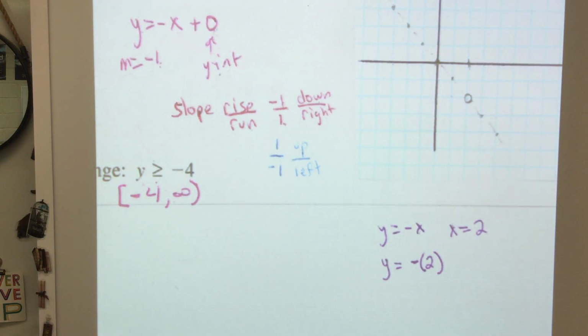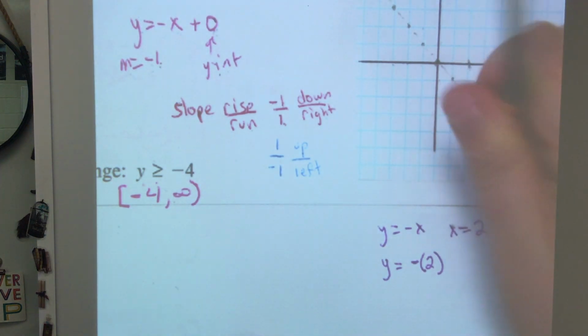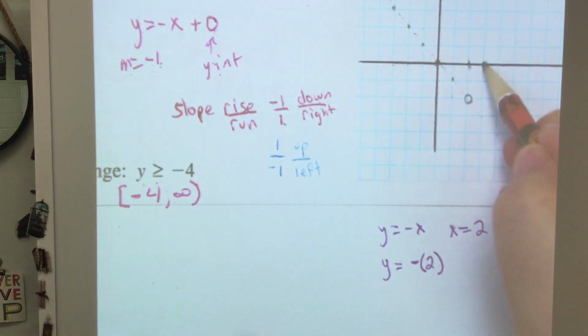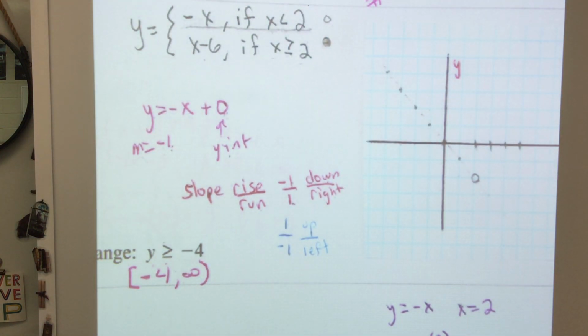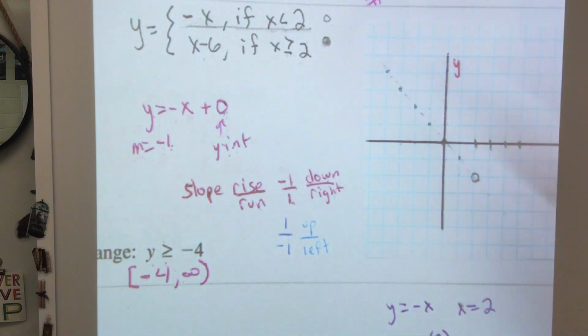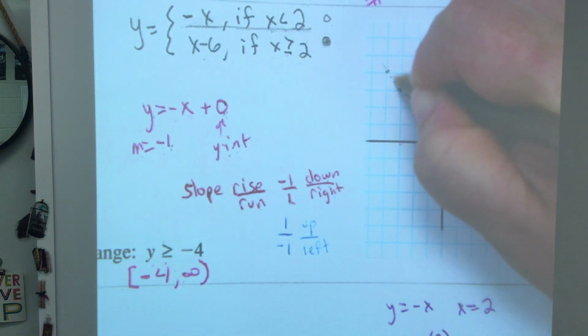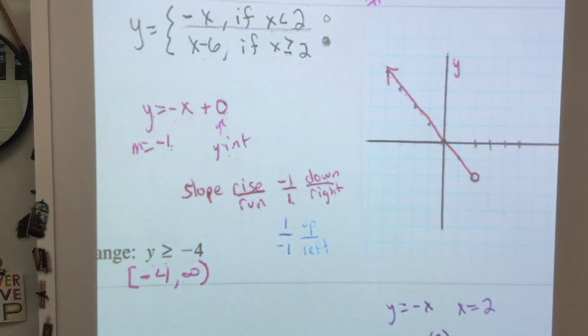And because it's less than 2, I'm going to erase everything to the right here because that is more than 2. Like here's a positive 2, here's positive 3, positive 4, positive 5. None of those fit this requirement up here of x being less than 2. So this would be my first line with my open circle. There we go. So there's my first line.